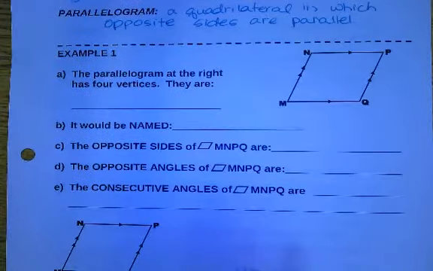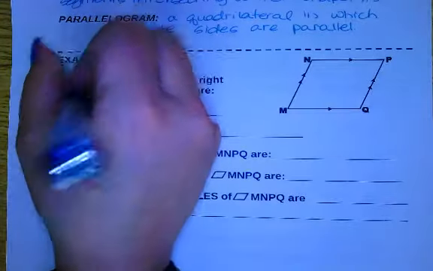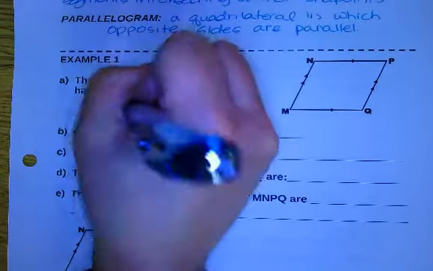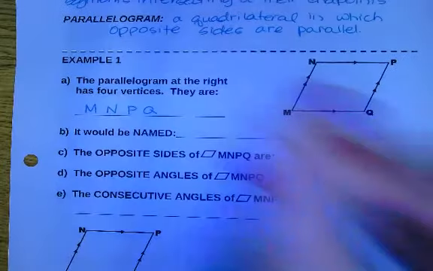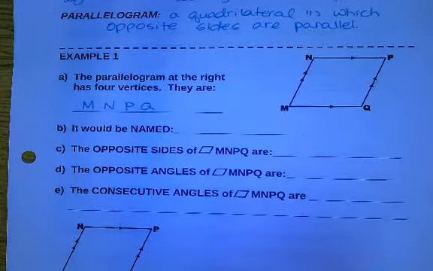Okay, so example 1, the parallelogram at the right has 4 vertices. So what are the 4 vertices? N, M, P, Q. Okay, so those are our 4 vertices. Yes, it's a parallelogram, but how do we name a parallelogram? Does anybody know? Square. A square.